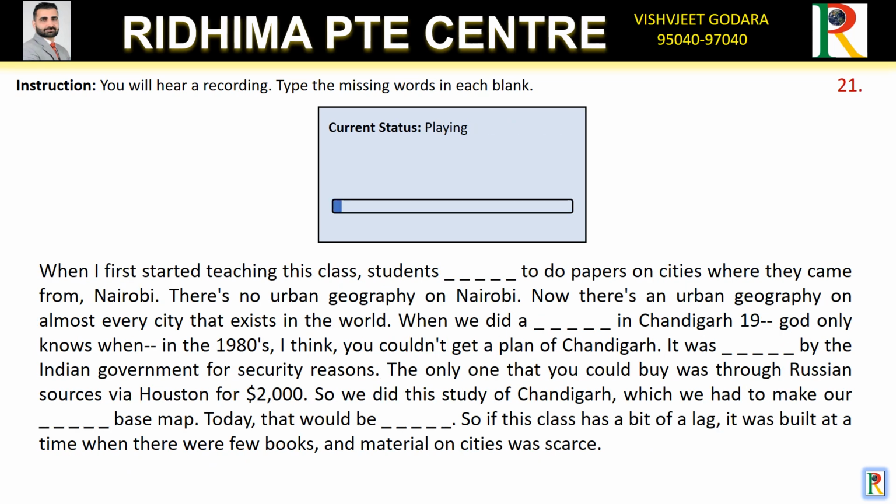When I first started teaching this class, students wanted to do papers on cities where they came from. Nairobi. There's no urban geography on Nairobi. Now there's an urban geography on almost every city that exists in the world. When we did a studio in Chandigarh, God alone knows when, in the 1980s, I think, you couldn't get a plan of Chandigarh. It was prohibited by the Indian government for security reasons. The only one that you could buy was through Russian sources via Houston for $2,000.